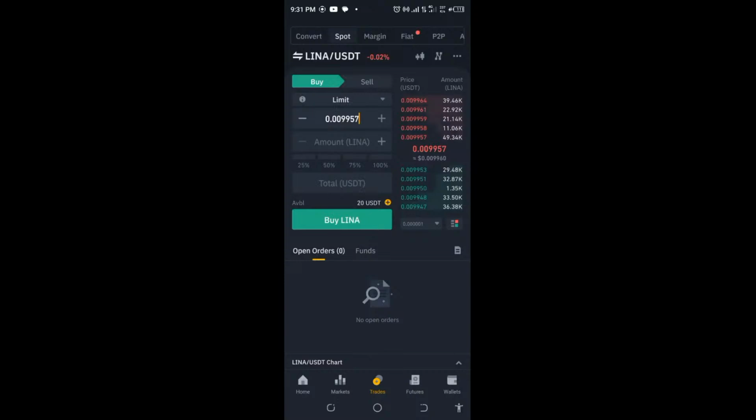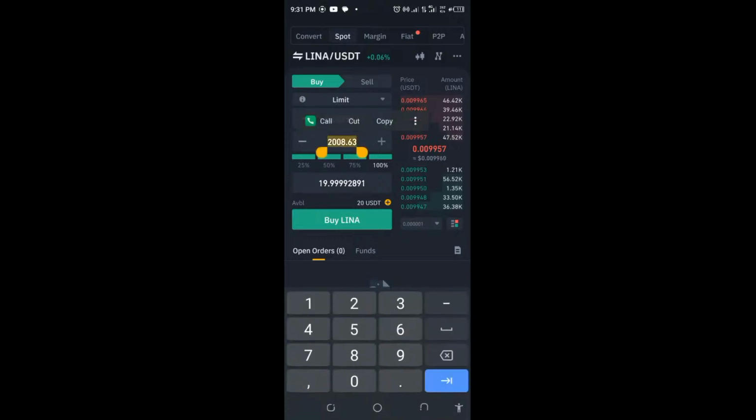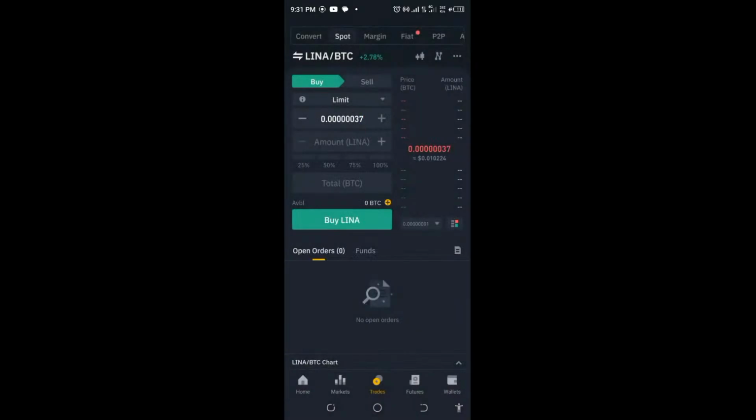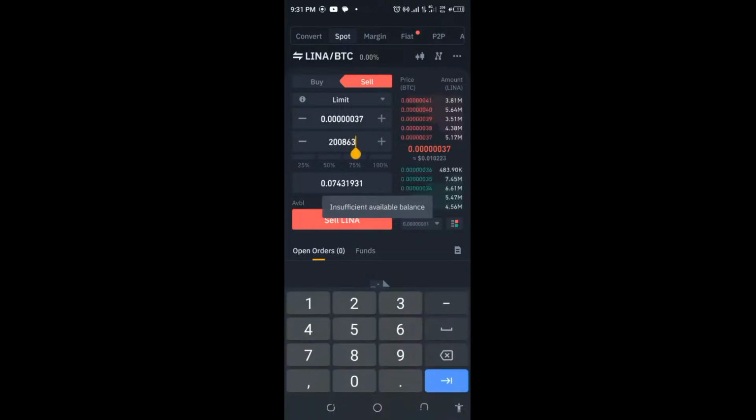All right, so we've got our usual $20. So what we have here is 2008.63. Let me copy that. And then I'll go over to BTC and try to see if I could sell this. Now remember, Lena doesn't recognize the decimal point. So what we have here now is 0.000742.